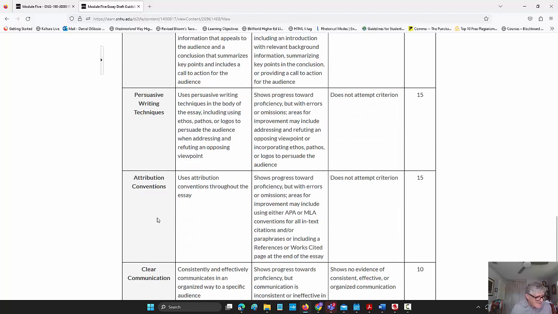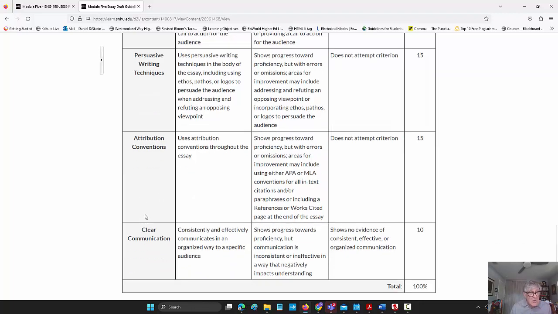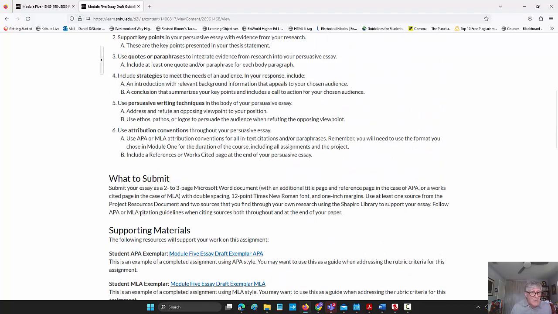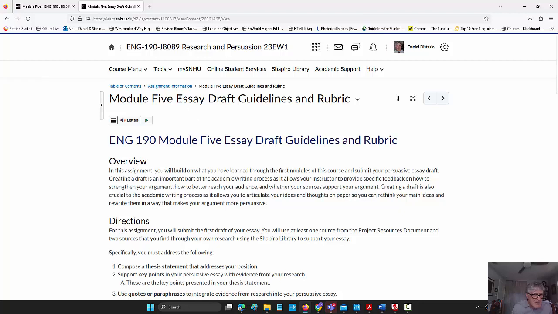Attribution conventions is how you insert your quote or paraphrase. And there's more about that in your resources. And then clear communication. So with that in mind, I want to point out a few important help.